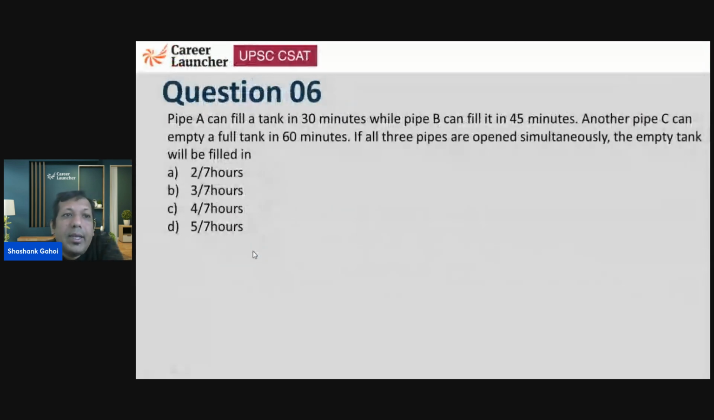Okay. Now, next one. Pipe A can fill a tank in 30 minutes. Pipe B can fill a tank in 45 minutes. Another pipe can empty the tank in 60 minutes. Okay. So basically A is filling the tank in 30 minutes, B is filling in 45 minutes, C is emptying in 60 minutes.